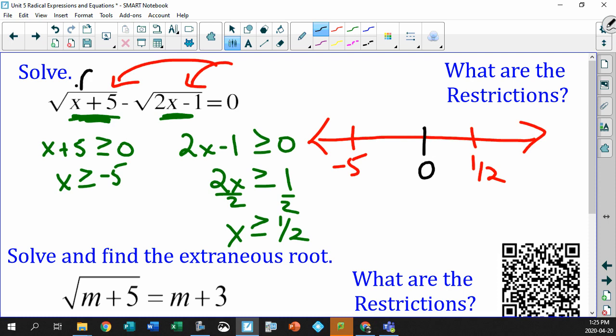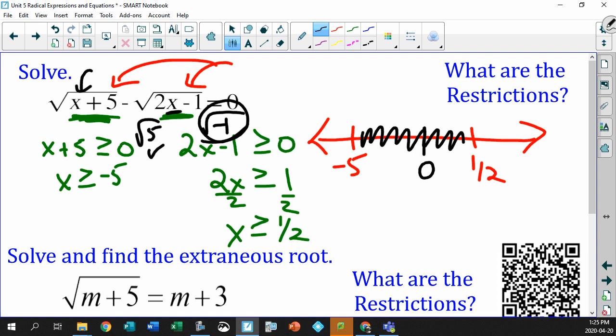If we put 0 into here, that looks like it's fine. 0 plus 5 is 5, and the square root of 5 is possible. But if I put a 0 in here, look what happens. 2 times 0 is 0. Minus 1 gives me a negative under the radical, and that's not allowed. So in other words, all of this stuff in here works for this one, yes, but does not work for this one, no. So this is not the only restriction here.